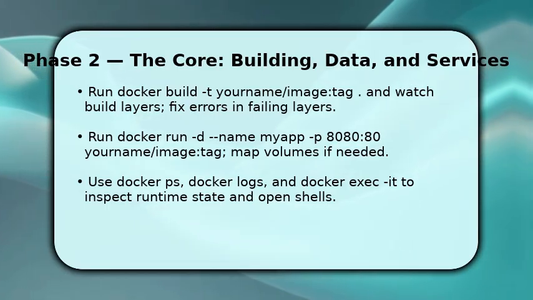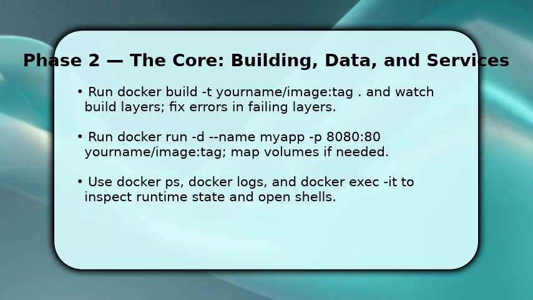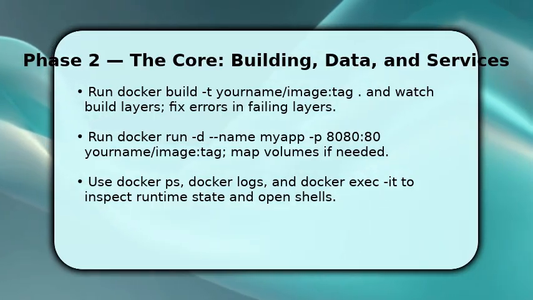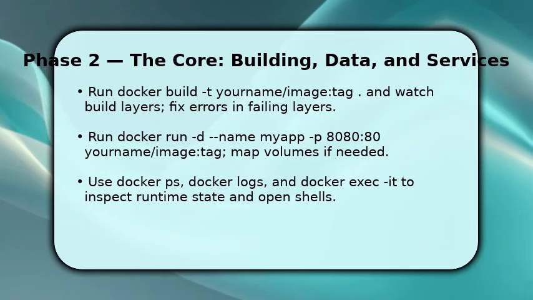Once the image builds, run it detached with docker run -d, map ports, and attach volumes for persistent data. Make sure you name the container to streamline management.